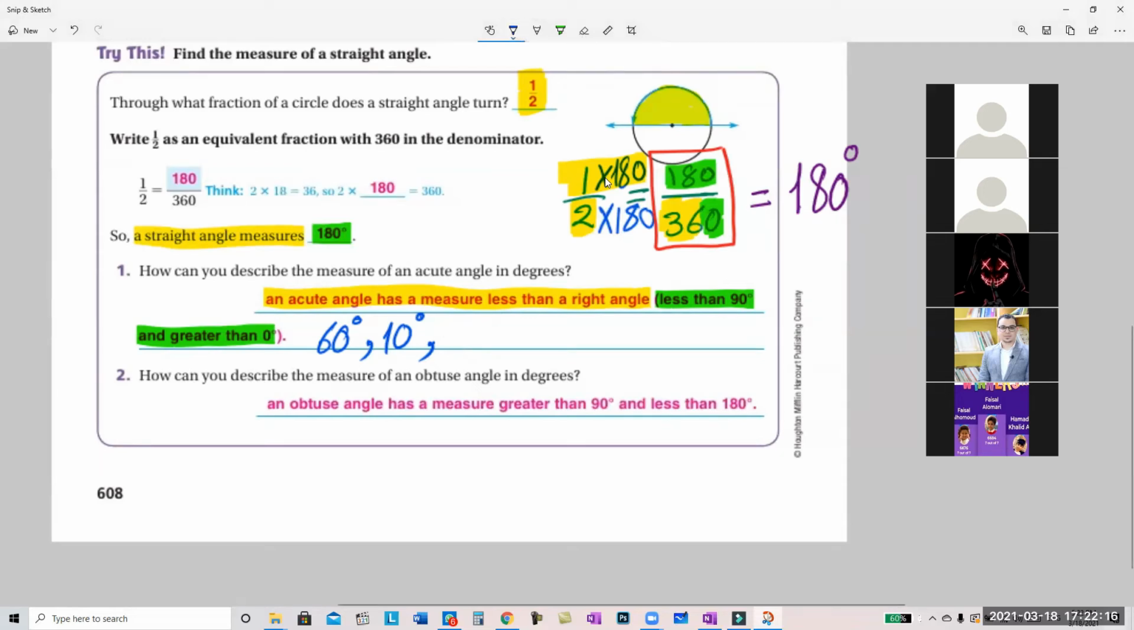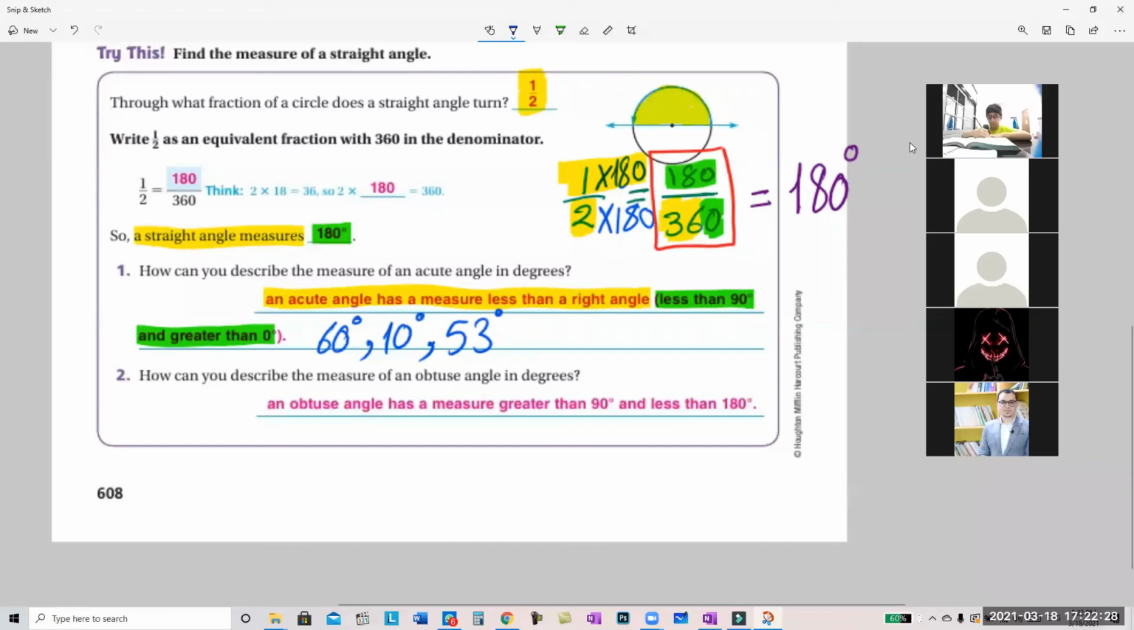Can you tell me the next one, Muhammad al-Baqshi? What about 53 degrees? Is it acute? Yeah, it's okay, because it's less than 90. Thank you so much. You are genius. Okay, what about Hussein al-Awad?